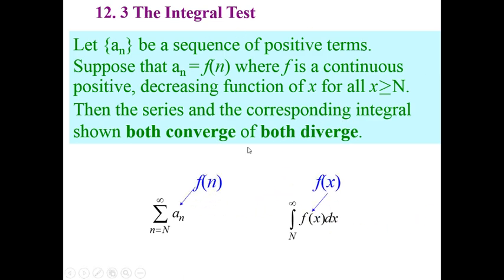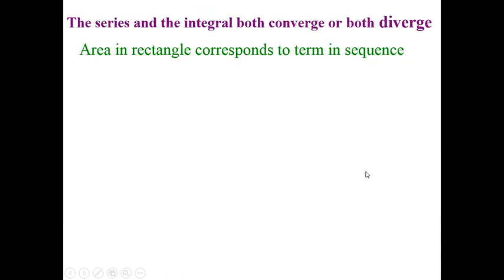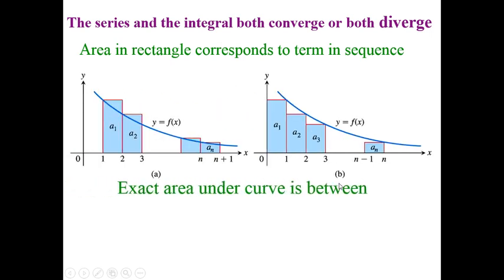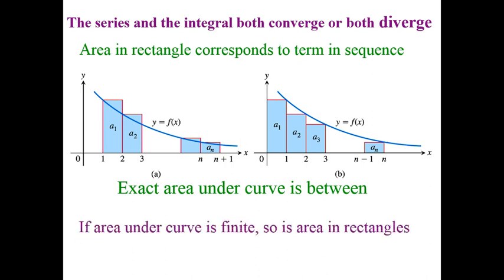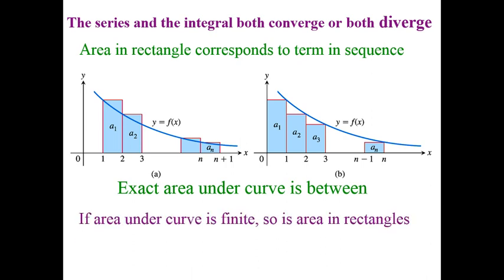So this one is for the integral test. We talked about that earlier. Again, there are certain conditions: it must be a continuous, positive, decreasing function for all values of x greater than or equal to n, where n is a number. The series and the corresponding integral both converge or both diverge. If the sum can be found, it's considered convergent. If the sum cannot be found, if it's infinity, then it's considered divergent. It's just like finding the area under the curve.